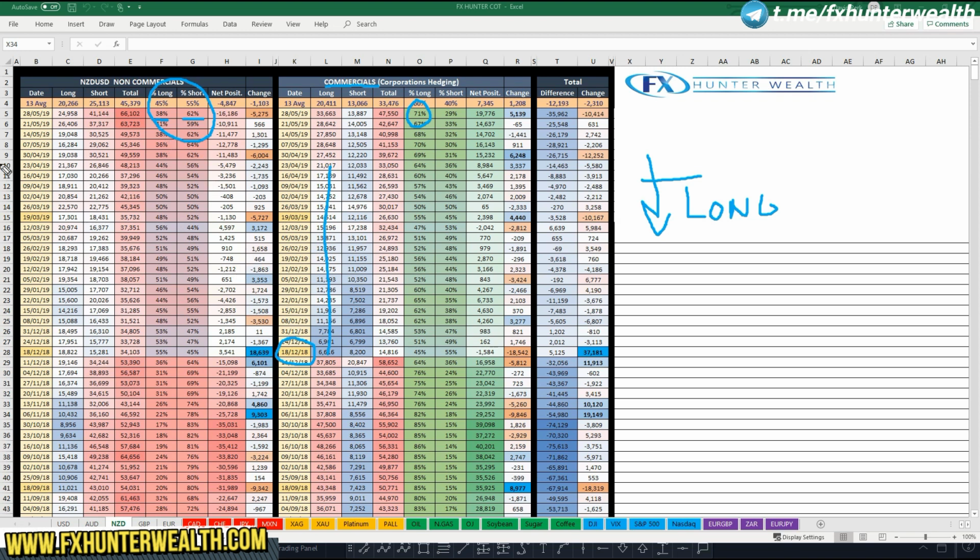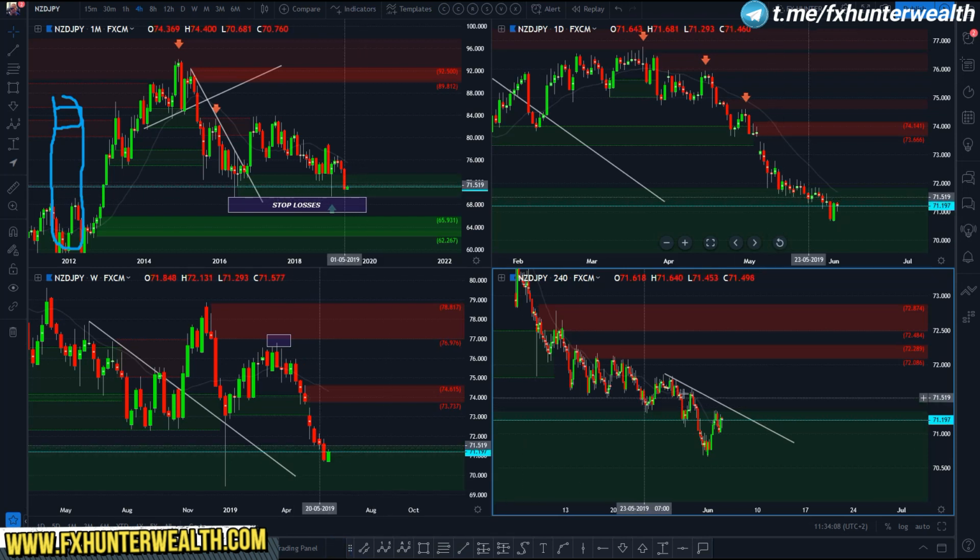So considering that as well, we have to look at the positions. We can see the long positions on the Kiwi, on the NZDUSD. What's happening with them? There was 20, 17, 22, 21, 22, 26, 24. They are a little bit growing right now, because if we check the NZD, we can see that it's a little bit going up.